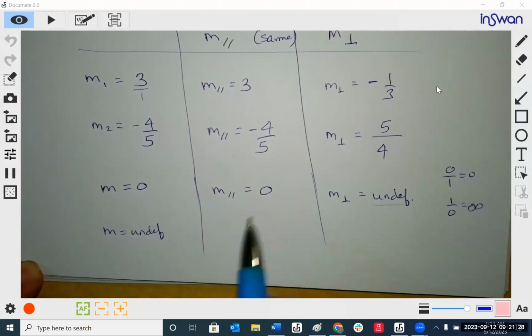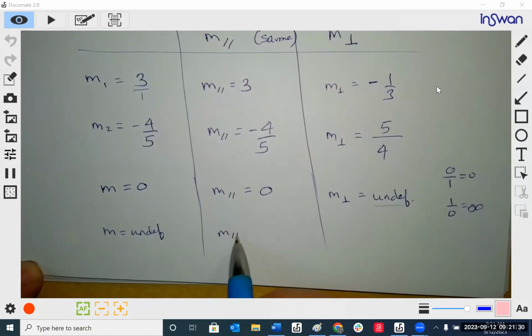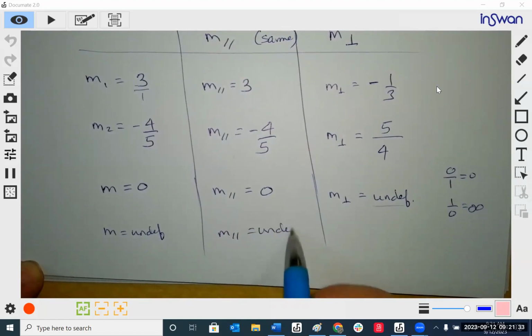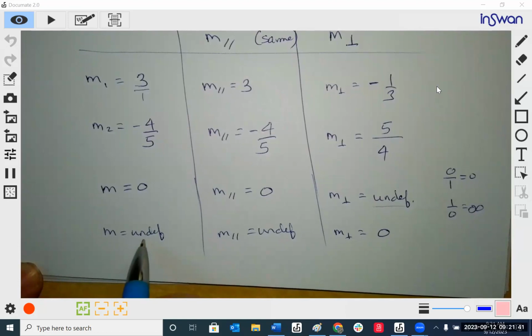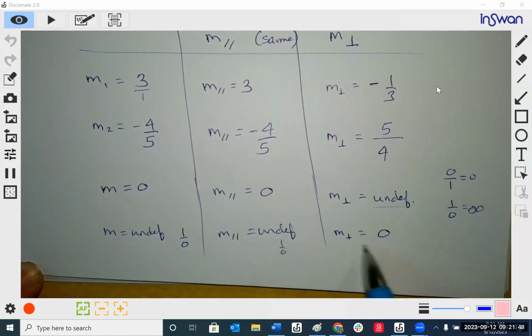So if you have an undefined slope, the parallel would be undefined, and the perpendicular would be 0. Because if it's undefined, it's 1/0. If it's parallel, it's 1/0. Then the perpendicular is 0/1, and 0 doesn't have a sign, so it's just 0. And we'll do some examples of this next time.